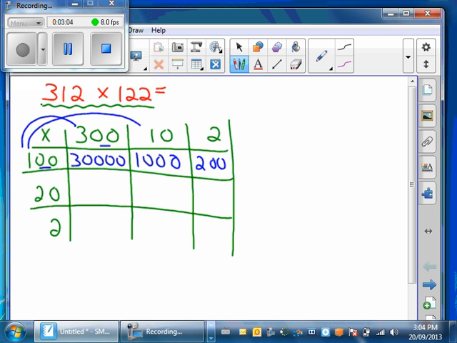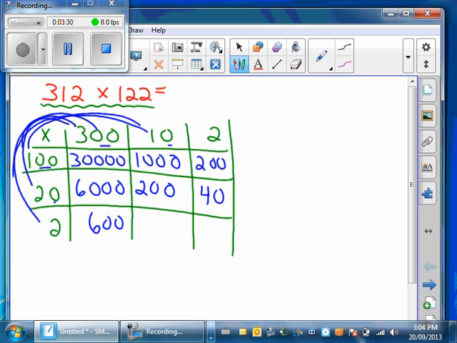We move our way down. 3 times 20. Well, 3 times 2 is 6, and we have 3 zeros. 10 times 20 is 2 and 2 zeros. And then 2 times 20 is 40. The last row, we're going to do 300 times 2, which would be 600. 10 times 2, which would be 20. And lastly, 2 times 2, which is 4.